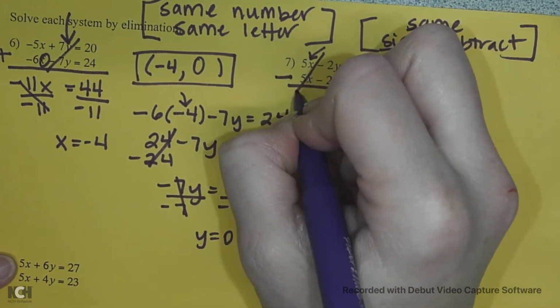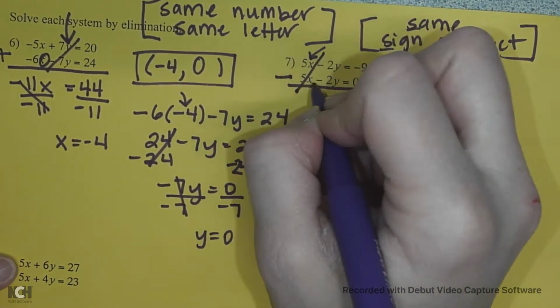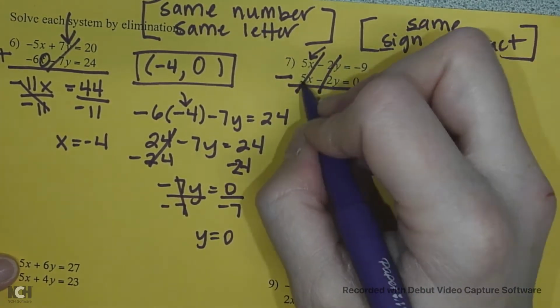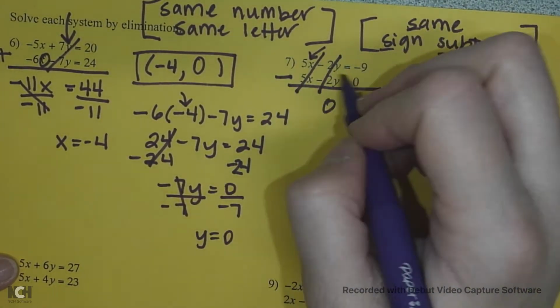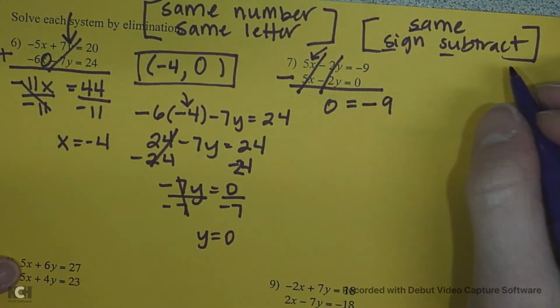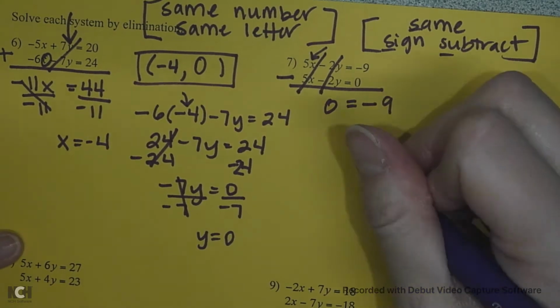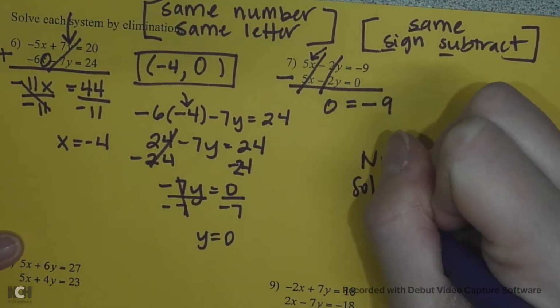5 minus 5 is eliminated. -2 minus -2 is actually eliminated, which leaves me with 0 on the left-hand side. -9 minus 0 is -9. I have no letters, and -9 and 0 are not equal, so this is a no solution.